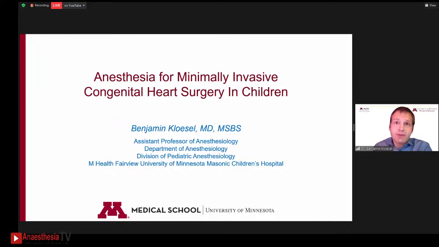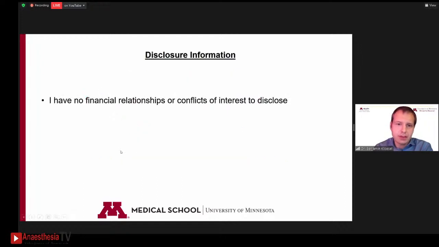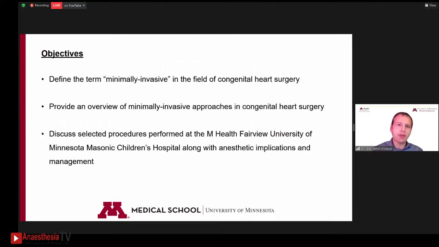So I'm really excited about the fact that today I can actually tell you a good amount about procedures we are able to do in the pediatric population. And just as a disclosure, I have no financial relationships or conflicts of interest to disclose.